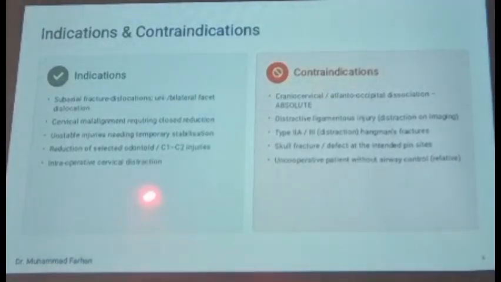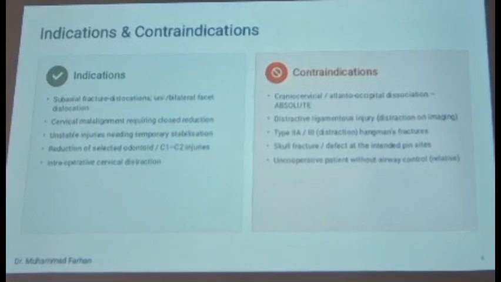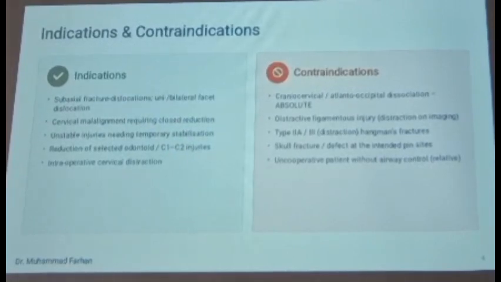Then these are the different indications of cervical traction, such as subaxial fracture dislocation, unilateral or bilateral facet joint dislocations. Usually, cervical traction is not applied when there is a fracture of the atlanto-occipital or the atlantoaxial joints, or these vertebrae C1, C2. But cervical traction is usually indicated in the subaxial fracture dislocation. That is the main indication of cervical traction. Then cervical malalignment requiring a closed reduction, and unstable injuries needing temporary stabilization, reduction of selected odontoid or C1 C2 fractures. Usually C1 C2 fractures are not treated this way, but in selected cases it can be applied.